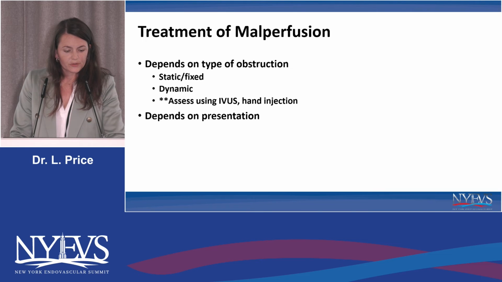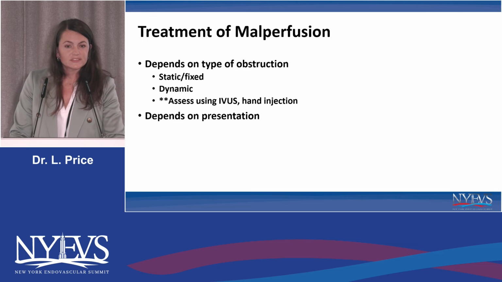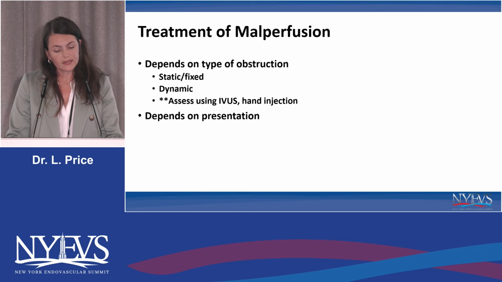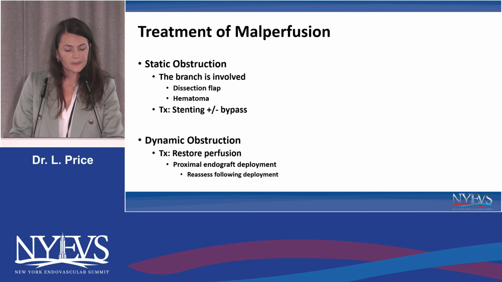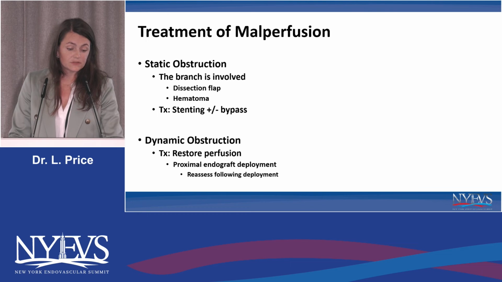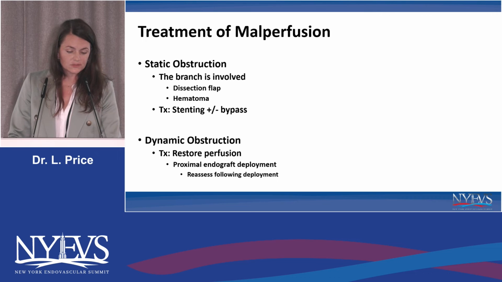So treating malperfusion really depends on what the cause of that obstruction is. Is this a static obstruction? Is this a dynamic obstruction? We can use IVUS and hand injections. Oftentimes if you use the power injector, that pressure can actually alter what you're seeing and the dynamics of the flow. It also depends on the presentation of the patient. So for a static obstruction where a branch is involved, you oftentimes will use stenting, and open bypass is also in your options of what you have.